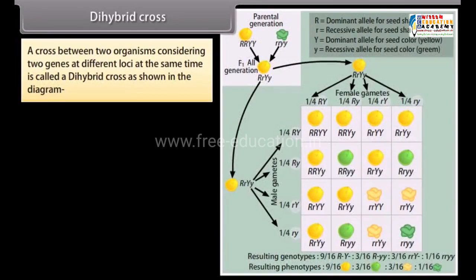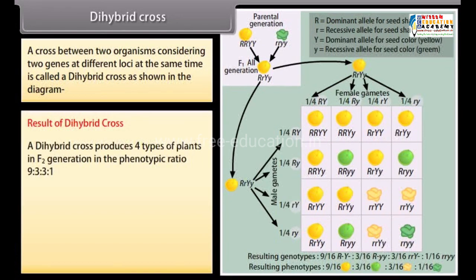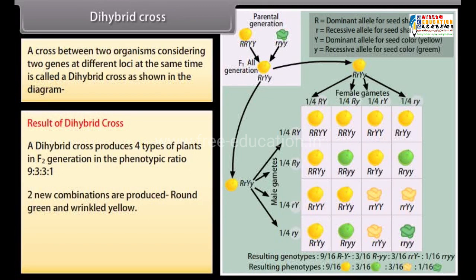Dihybrid cross. A cross between two organisms considering two genes at different loci at the same time is called a dihybrid cross as shown in the diagram. Result of dihybrid cross. A dihybrid cross produces 4 types of plants in F2 generation in the phenotypic ratio 9:3:3:1. 2 new combinations are produced, round green and wrinkled yellow.